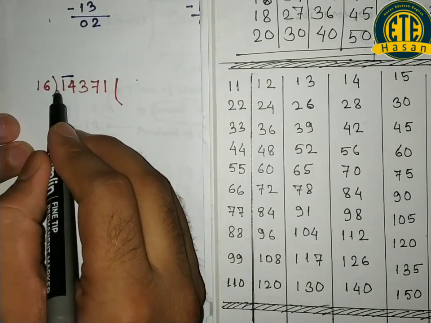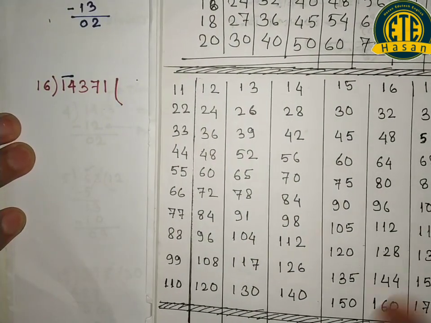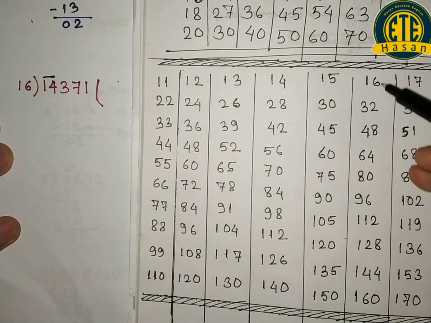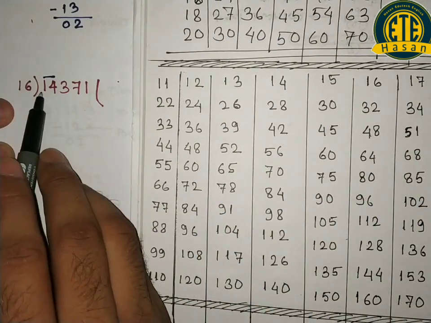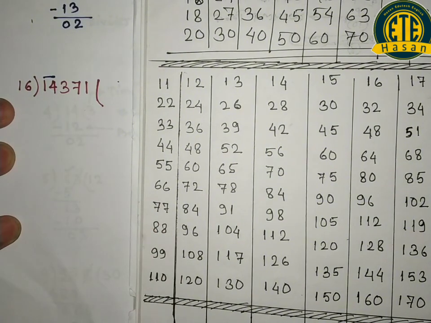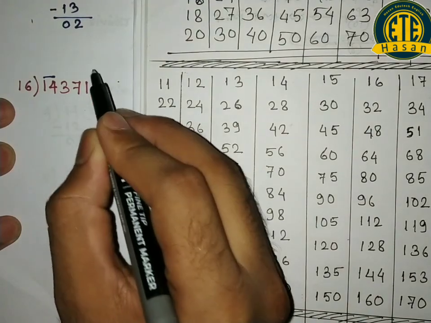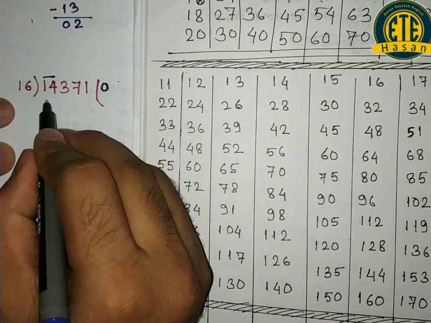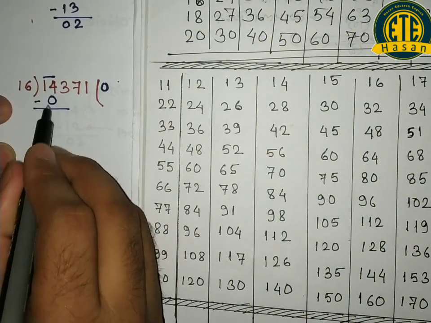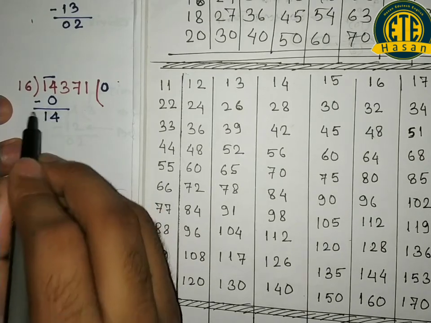So count 16 up to 14 or below 14. Where is the table of 16? Here is the table of 16. 16 one time is 16, which is greater than 14. So I will count 0 times. 16 zeros are 0. Now subtract it. 4 minus 0 will be 4. 1 minus nothing will be 1.